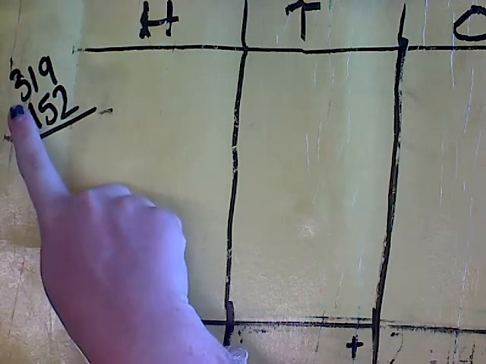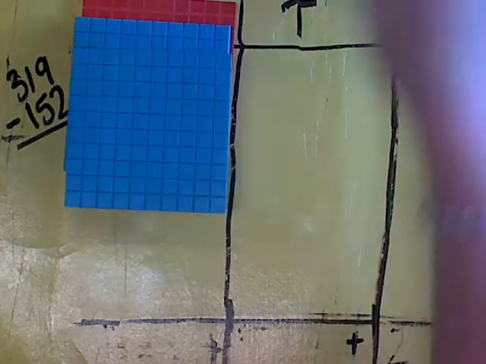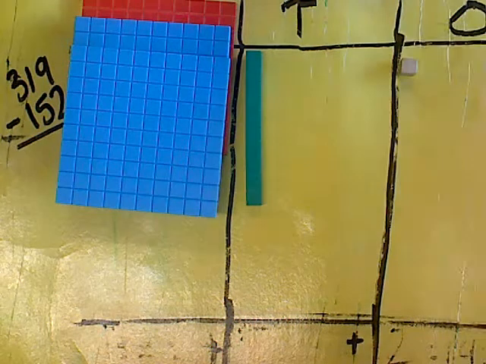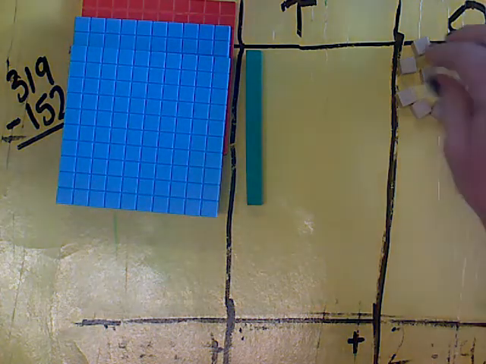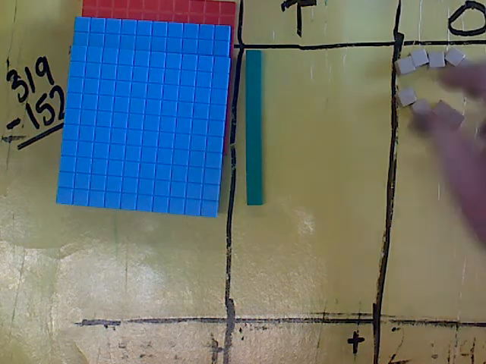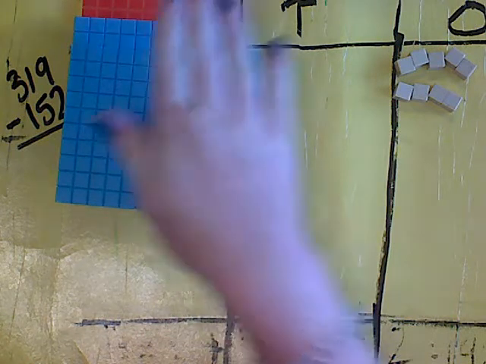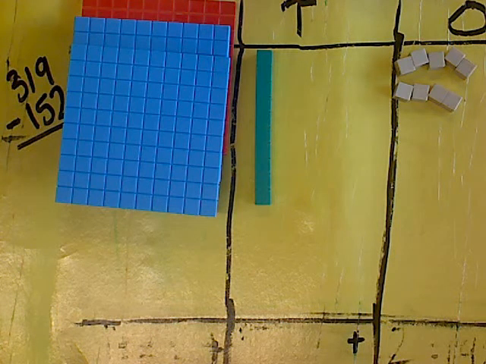319 is the number I'm building because it is greater than 152. So 319 is my whole amount that I'm starting with. It has 300, 1 ten, and 9 ones. I'm going to analyze that problem before I start subtracting. I can take 100 away from 3. However, I cannot take 5 tens away from 1 ten. But I can take away 2 ones from 9 ones.